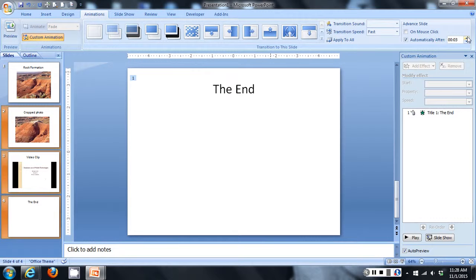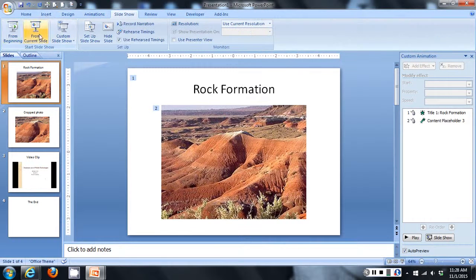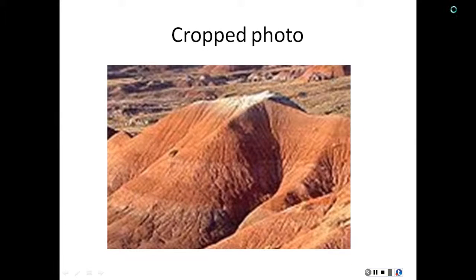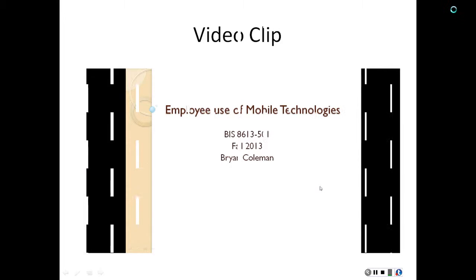1, 2, 3. All right, so they should all transition after 3 seconds. So let's play the slideshow and see what happens. All right, so it appears. That's 3 seconds. 2, 3, 1, 2, 3, and then I added a drum roll. 1, 2, 3. There you go.